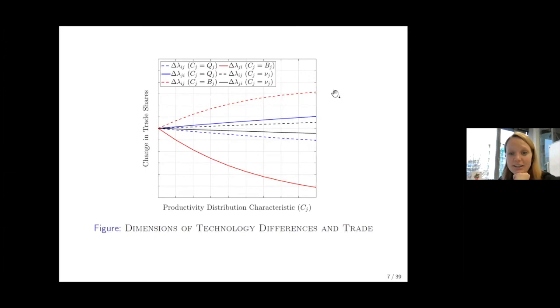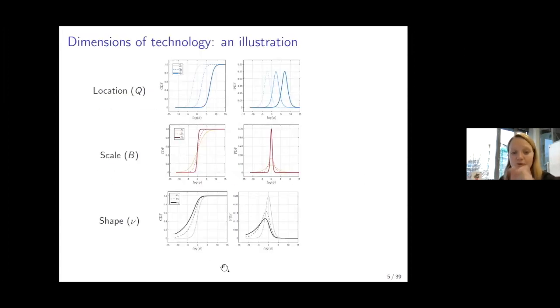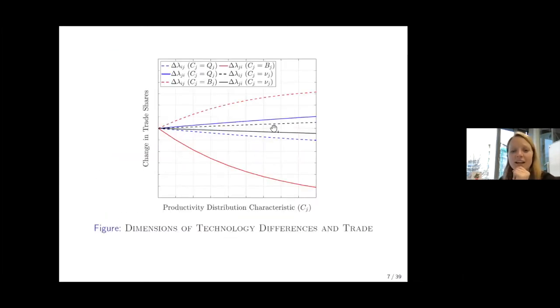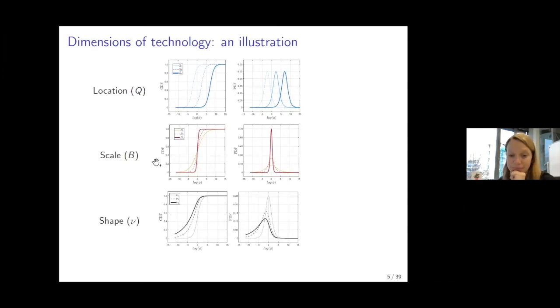So here we see that it has a huge effect on trade flows as we move from the left to the right. And the third version that we look at, the black one here, is the shape variation, where we put more mass from the right to the left tail. And as we do that, the changes are relatively minor compared to the big changes here in red, which were the changes in scale.